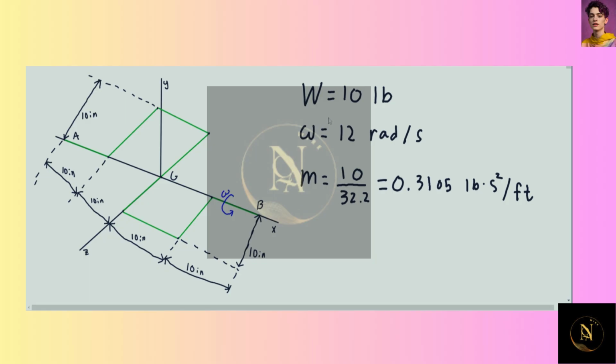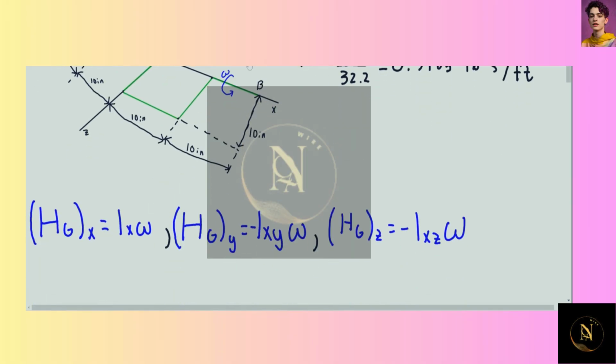We're given a weight of the system that's equal to 10 pounds, and we've converted it to mass by doing 10 divided by the acceleration due to gravity, and we'll get a mass that's equal to 0.3105. And these are the equations. To solve this problem, we're going to have to find the different components of the angular momentum, so we'll be using these equations to help solve for that.